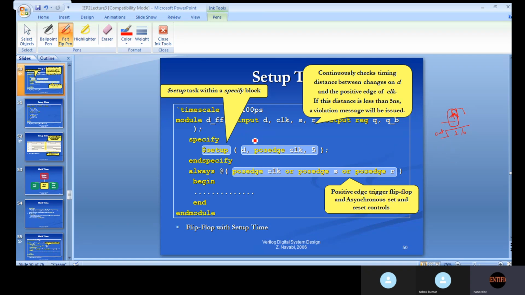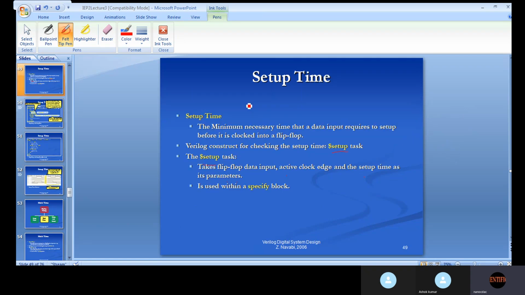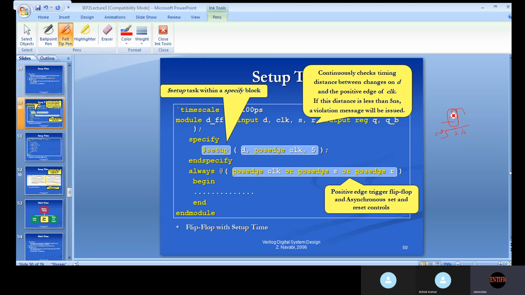Again, the setup time is the minimum time the data input requires to set up before it is clocked into the flip-flop. In this time, this data is synchronized, whatever the data.